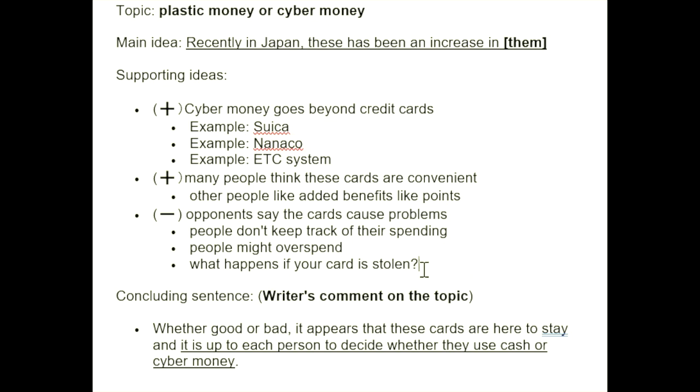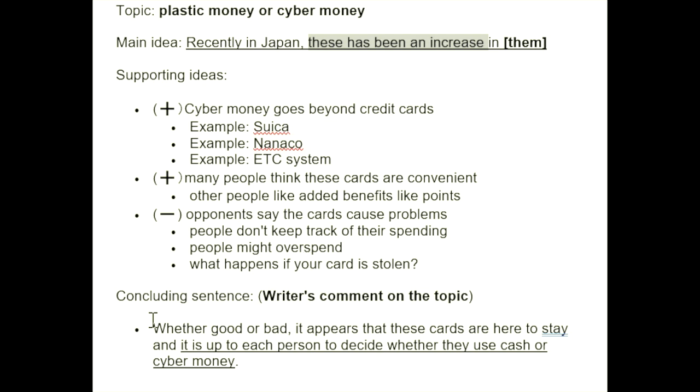So we can understand in this paragraph, by looking at the other sentences, that the main idea is that there has been an increase in plastic money. Plastic money is not just credit cards, it's other cards like point cards and the ETC system. Some people think that's a good thing, and other people think that's not a good thing.